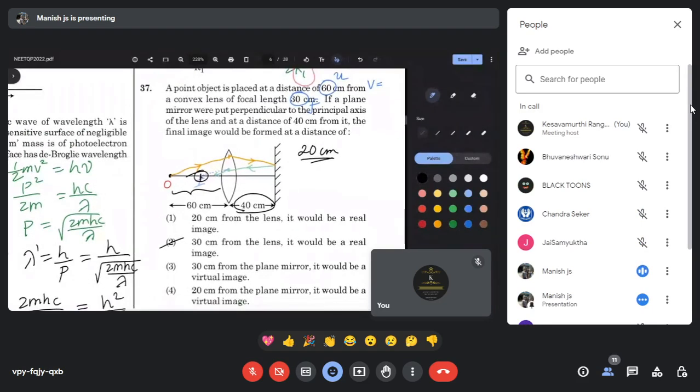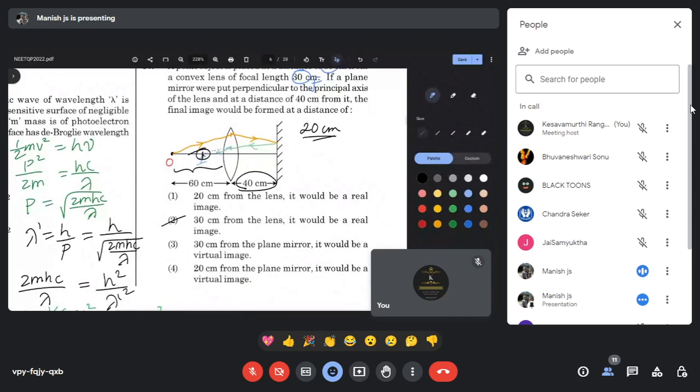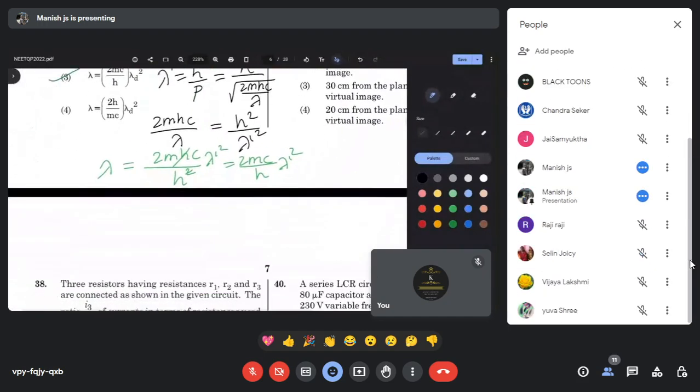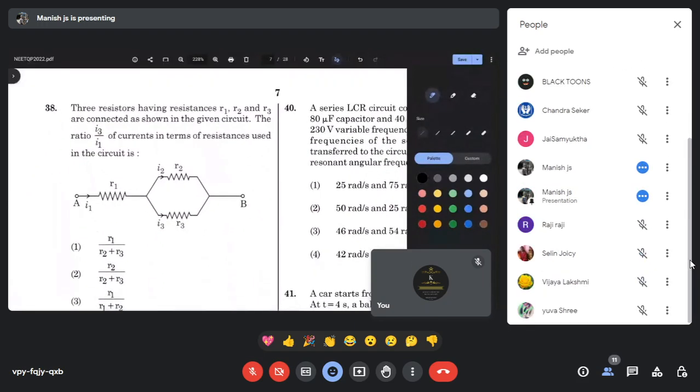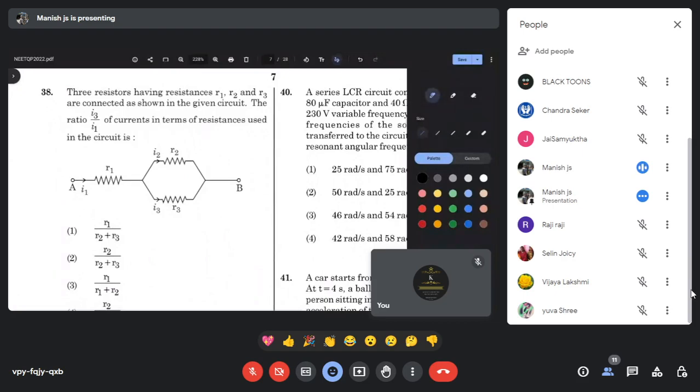So go by the method of elimination, we have to solve this question. It's not a big deal. So next, question number 38, we'll move on.